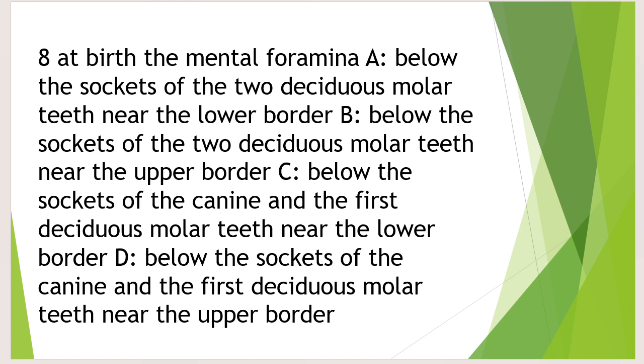Coming to the next question. 8. At birth, the mental foramen is present A. below the sockets of the two deciduous molar teeth near the lower border, B. below the sockets of the two deciduous molar teeth near the upper border, C. below the sockets of the canine and the first deciduous molar teeth near the lower border, or D. below the sockets of the canine and the first deciduous molar teeth near the upper border.